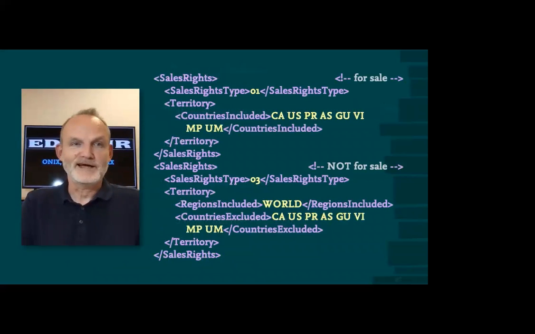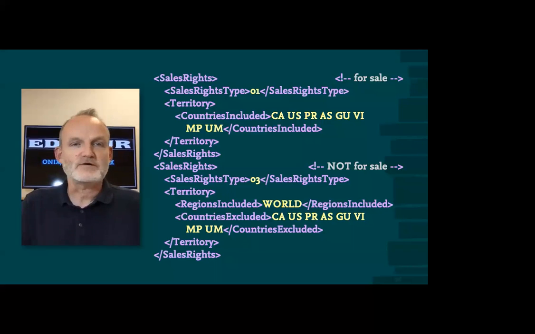Quite often, as in this example, the sales rights can be fairly simple. There's a list of all the countries where this product with this ISBN is for sale: Canada, the US, and its various overseas territories. And there's a complementary list comprising the world except those same countries and overseas territories where the product is not for sale.